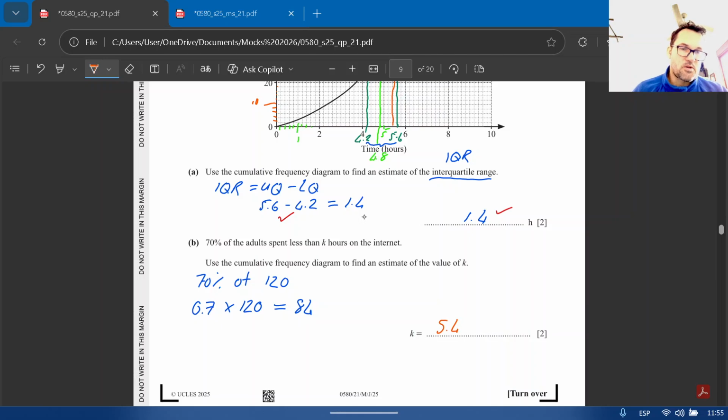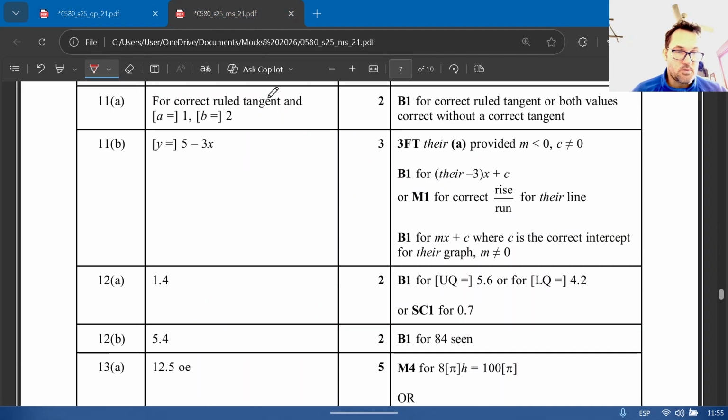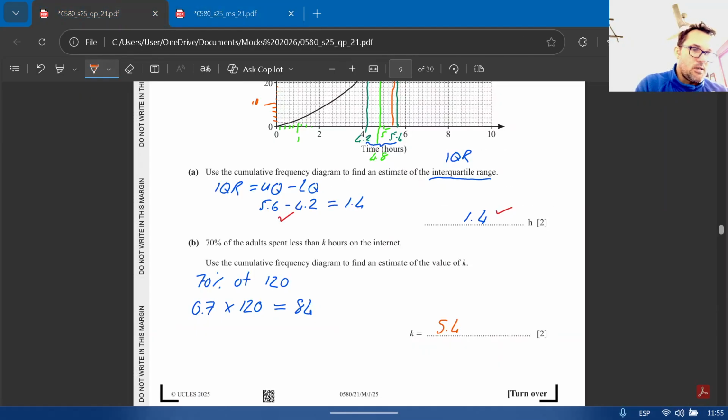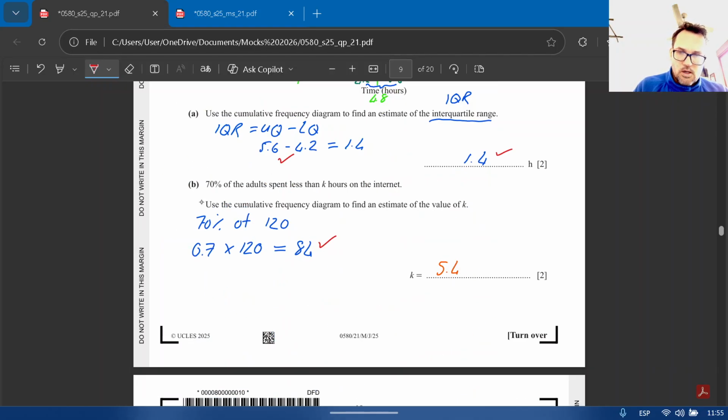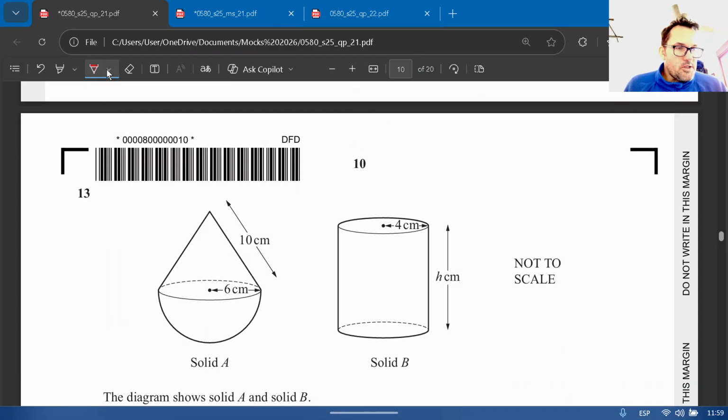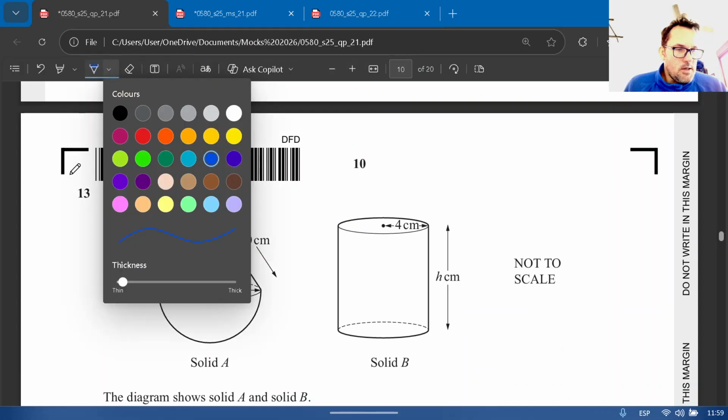Okay, 5.4. Okay, is it hours or days? You don't have to write hours. Let's see. 5.4, yeah, it has to be exact. Only that. 1 mark for 84 seen. So, if you got 84 anywhere, or I guess if you started your line here at 84, 1 mark, and then 1 mark for 5.4. Moving on to question 13.